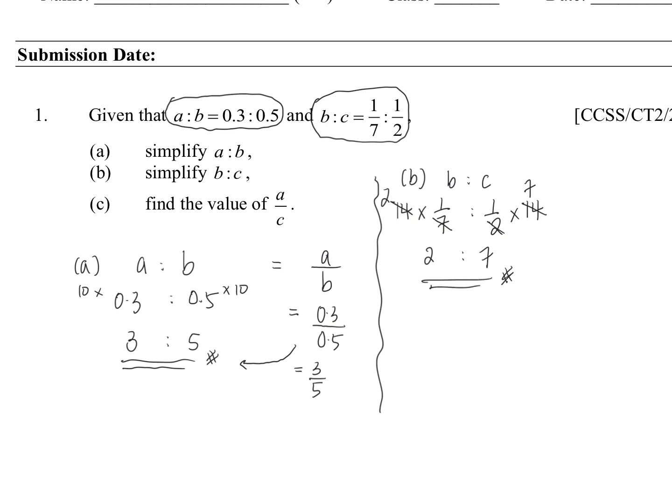However, if you find this too much effort, just change this into a fraction. Write 1/7 divided by a half, press equal on your calculator. It will give you 2/7. And then you write it in a ratio manner. So this is easy because it's just the calculator doing the calculation for you. This one, you still need to think of the LCM. So I leave it to you what is better for you.